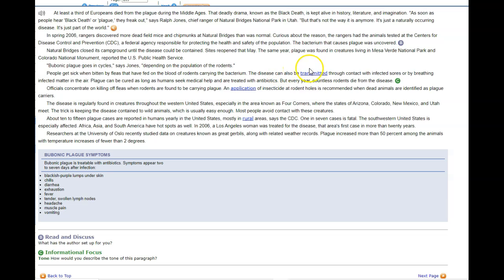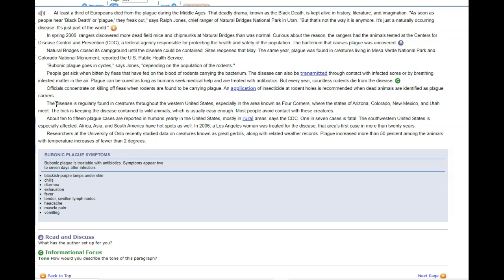The disease can also be transmitted through contact with infected sores or by breathing infected matter in the air. Plague can be cured as long as humans seek medical help and are treated with antibiotics. But every year, countless rodents die from the disease. Officials concentrate on killing off fleas when rodents are found to be carrying plague. An application of insecticide at rodent holes is recommended when dead animals are identified as plague carriers.